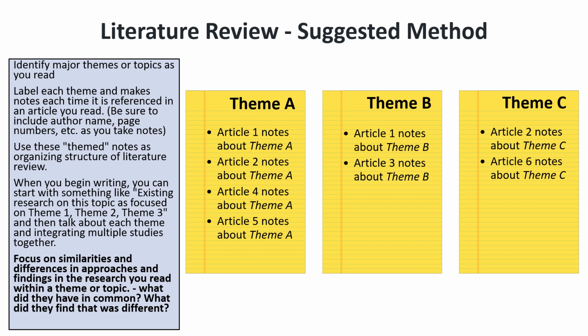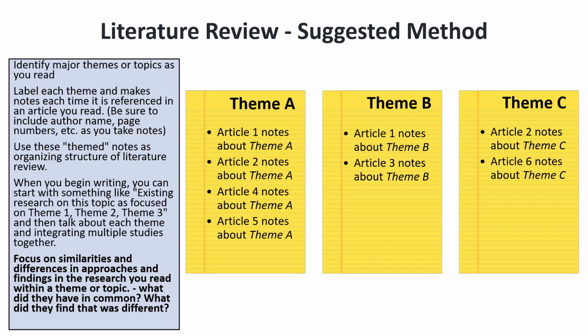So I have the example of theme A, theme B, and theme C, and each of these are on their own legal pads. And so as I'm reading the articles, I make notations on the legal pads for each theme with the information about the author, the information about the page number that I found the reference on, and then any notes or quotations that I want to take.